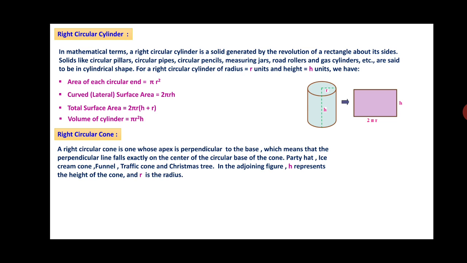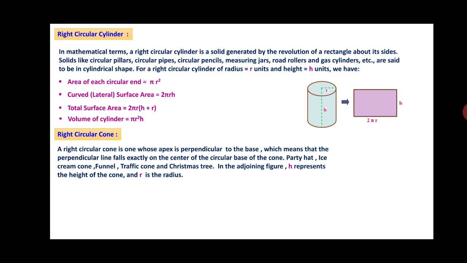Right circular cone. A right circular cone is one whose apex is perpendicular to the base, which means that the perpendicular line falls exactly on the center of the circular base of the cone. Party hat, ice cream cone, funnel, traffic cone and Christmas tree are the examples of this right circular cone.